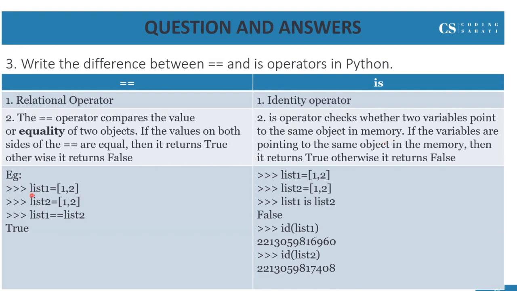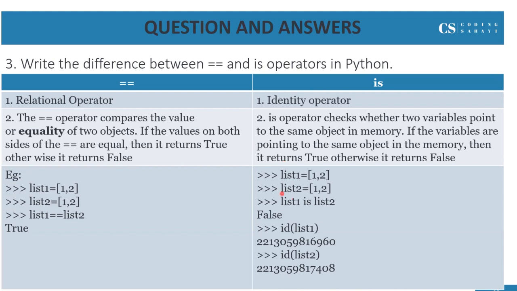So let's see an example. list1 is equal to [1, 2] and list2 is equal to [1, 2]. So list1 double equal to list2. When you check, it gives true, because list1 has the values 1 and 2 and list2 also has 1, 2. So its values are the same, so it returns true.